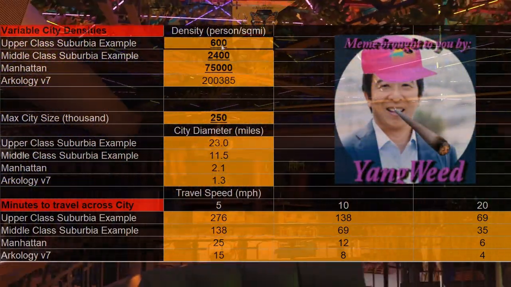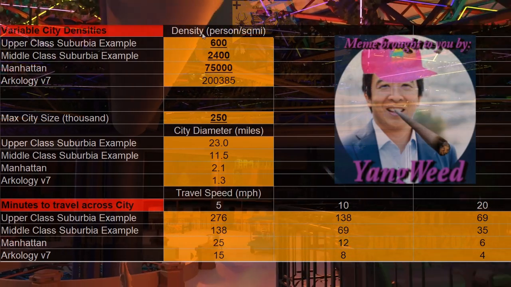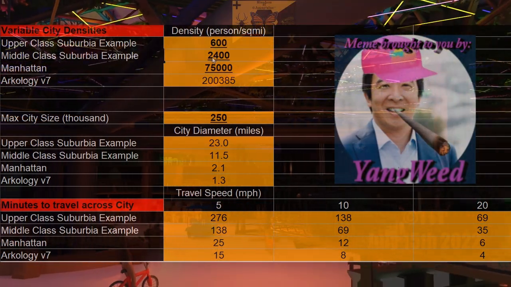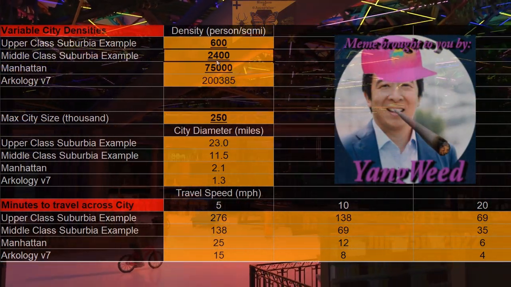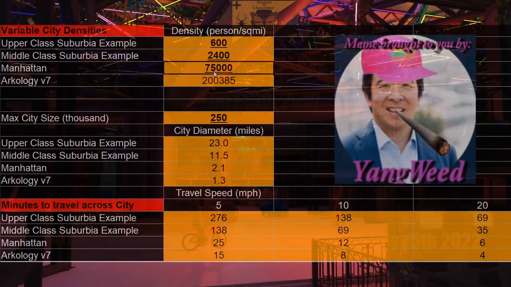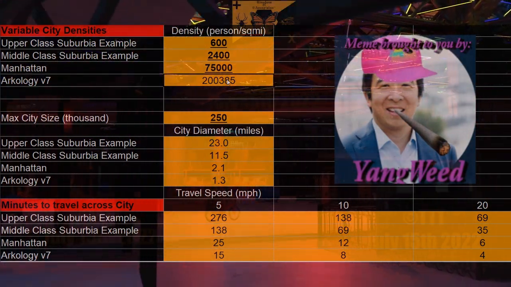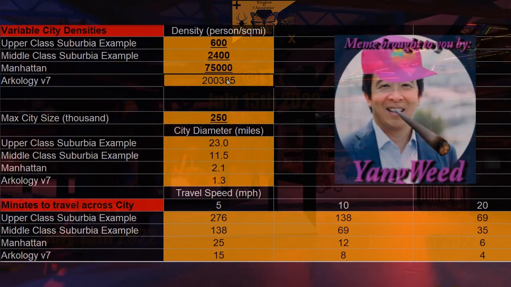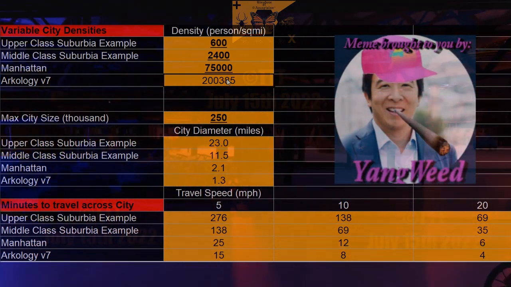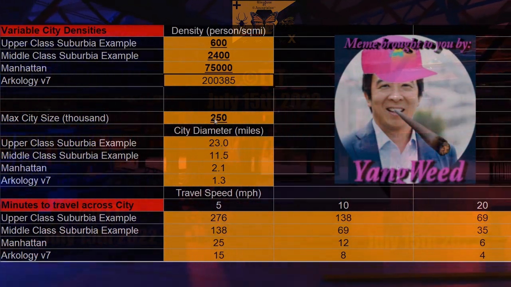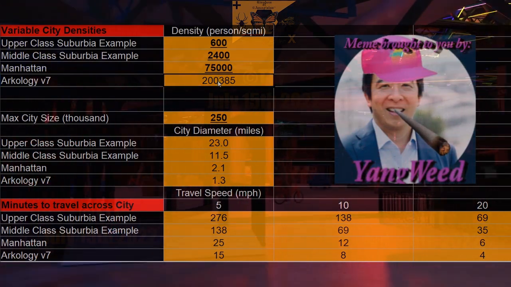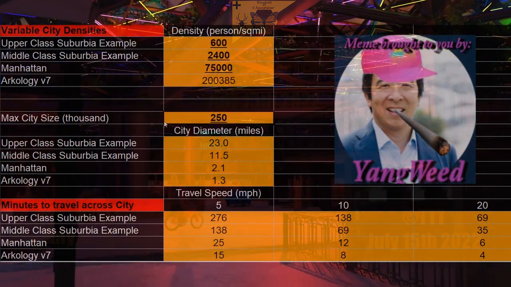We have upper class suburbia, 600 persons per square mile. This is my town, 2,400. Manhattan, 75,000. And this is our Arkology number from elsewhere in the spreadsheet. It's about 3x more than Manhattan, which is right. Then we have our max city size.